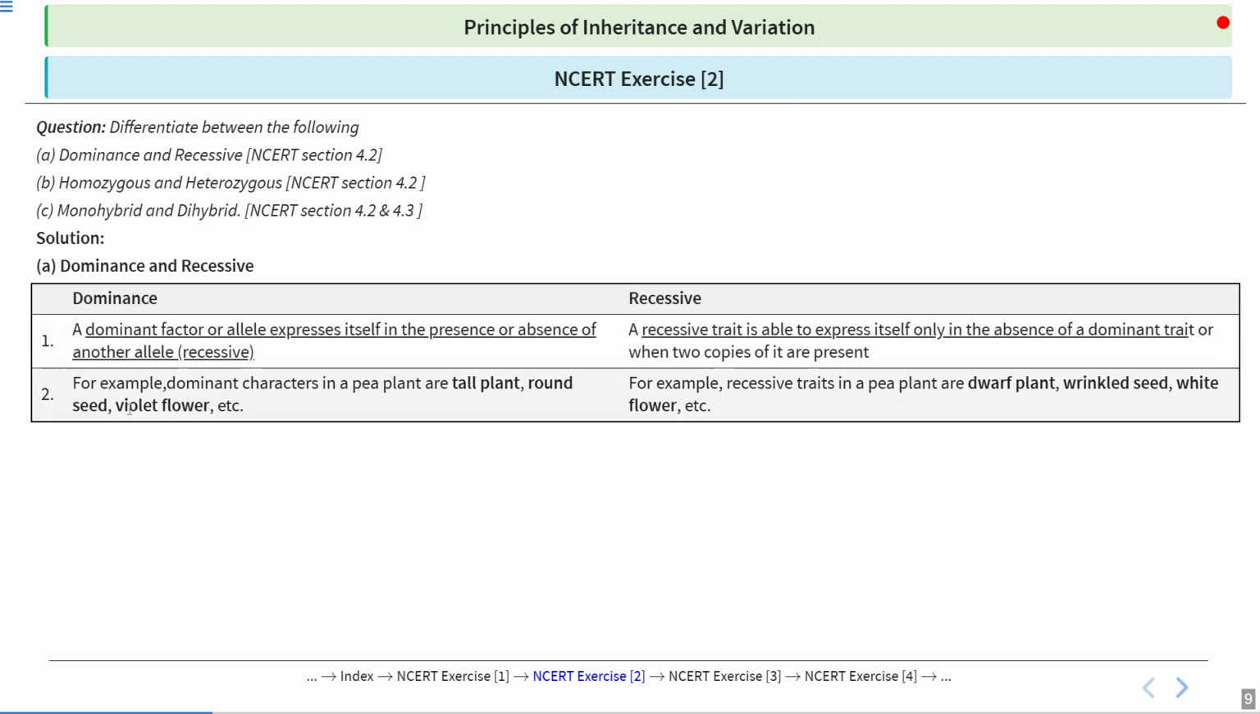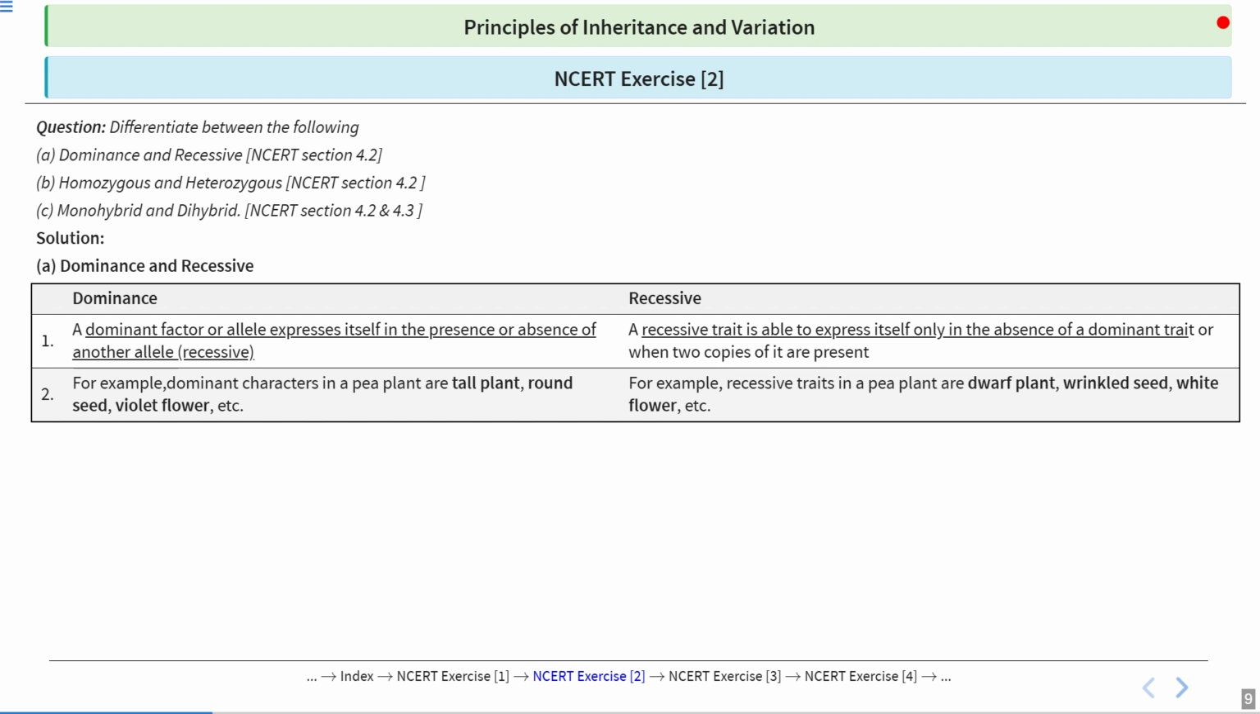Now, what are the examples? For example, dominant characters in pea plant are tall plant, this is the dominant trait, tallness, and round seeds, this is also a dominant character. Violet flowers, this is also a dominant phenotype or trait. These are controlled by dominant alleles, which are written in capital letters. So a dominant gene or dominant allele is always written in capital letter.